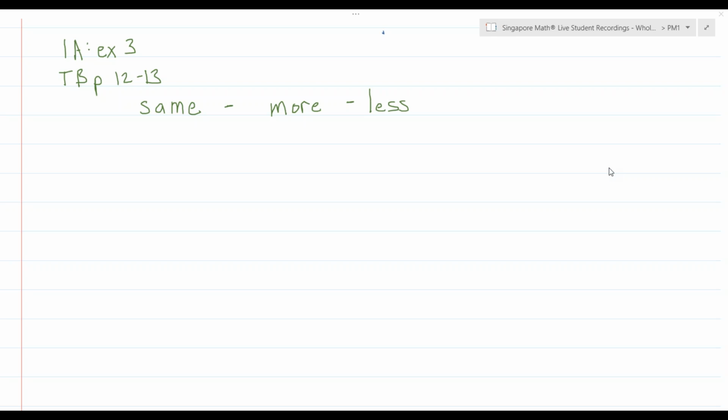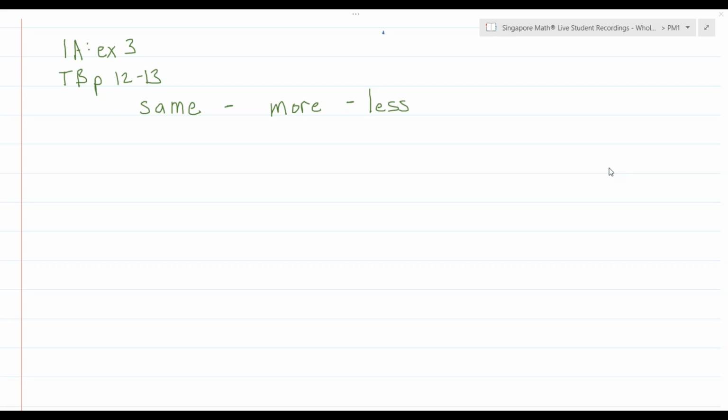So let's think about children in your family. Can you think of a family that you have the same number of children as? Or your family has more children than somebody else? Or your family has less children than somebody else? That's the idea we're talking about.